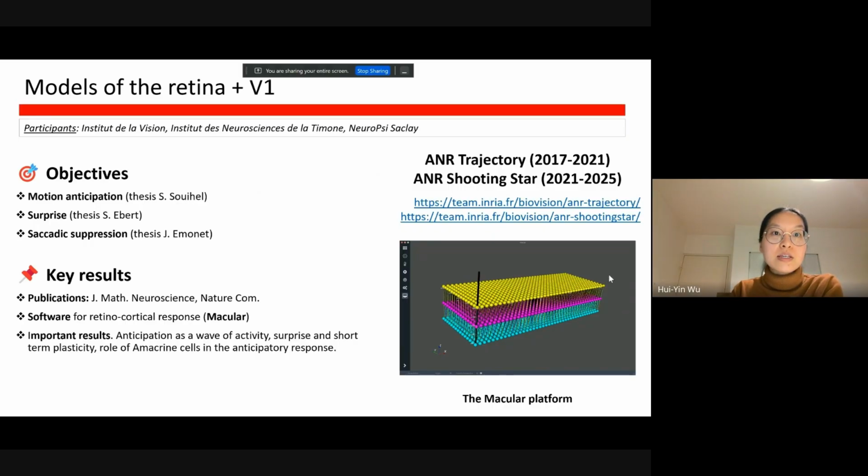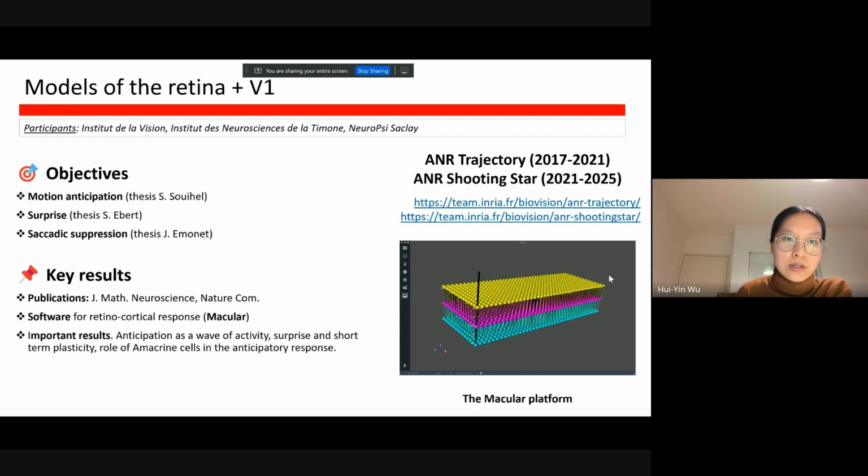Another area of research in this axis is the model of the retina, where PhD students involved in this research, and also collaborations with the Institut de la Vision, Institut des Neurosciences de la Timone, and Neurosciences Sacré, have found that the retina is a very extraordinary piece of biological tissue in our body, where high-level behaviors are already processed at the retinal area. For example, motion anticipation: the retina can anticipate motion of objects in our visual field. It can deal with surprise when this motion is interrupted or out of the normal, and also saccadic suppression, to allow us to maintain a visual perception even when our head and our eyes are moving.